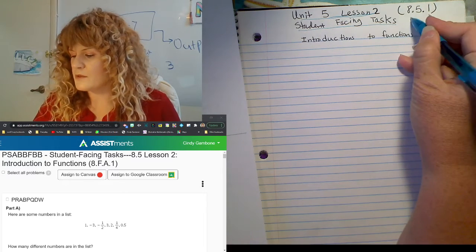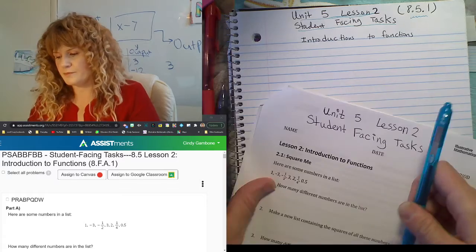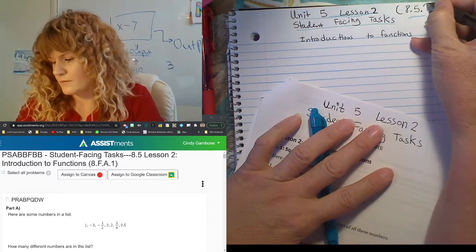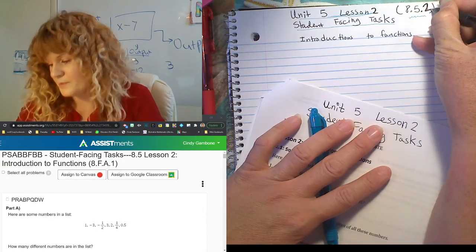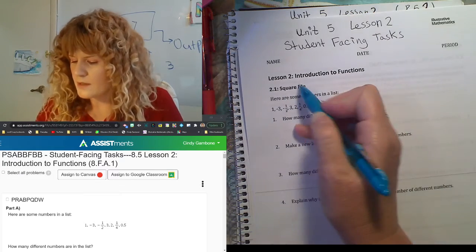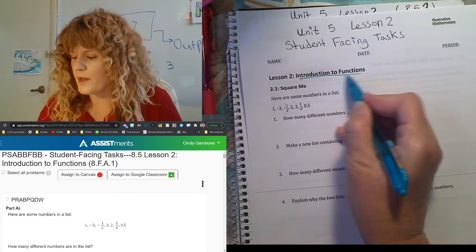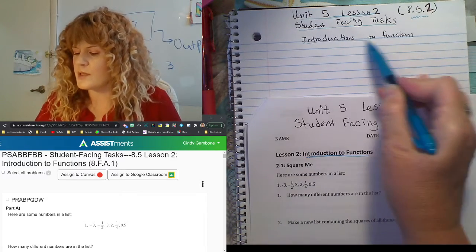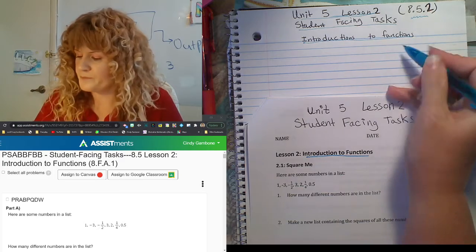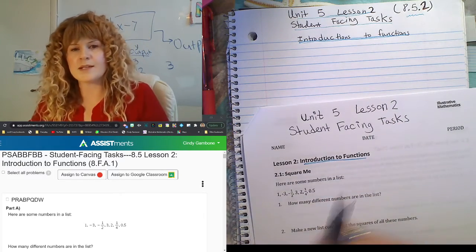In the Google Classroom, you'll see it as 8.5.2. On the worksheet, they wrote the title, Introduction to Functions. Go ahead and put that in your notes, Introduction to Functions. And we're going to start with the first activity.